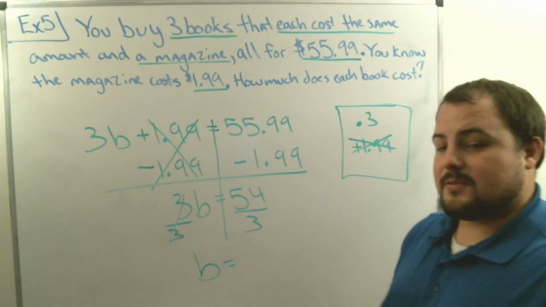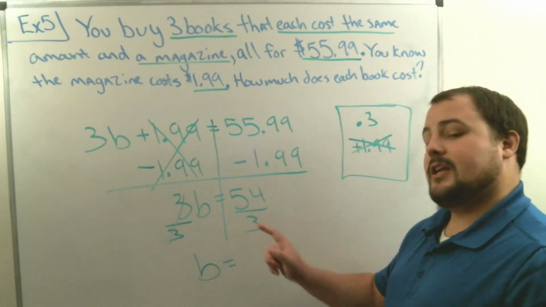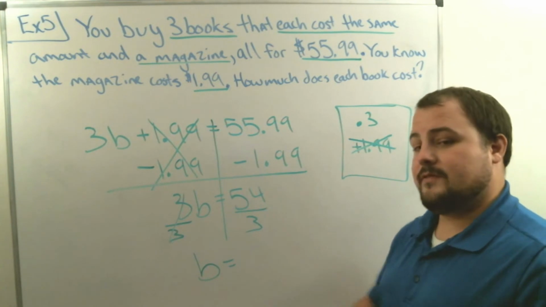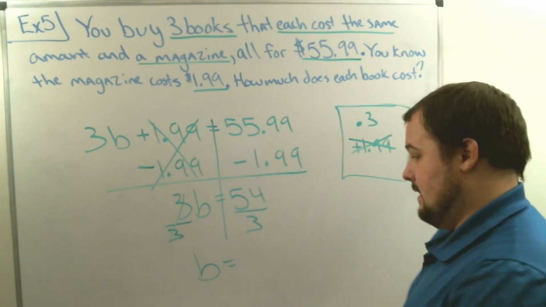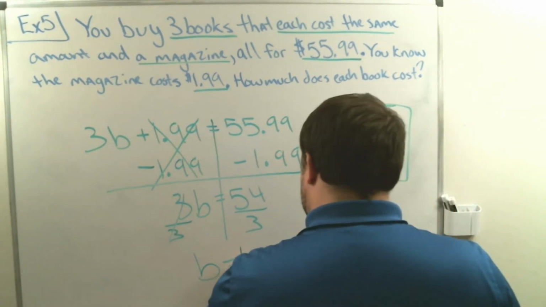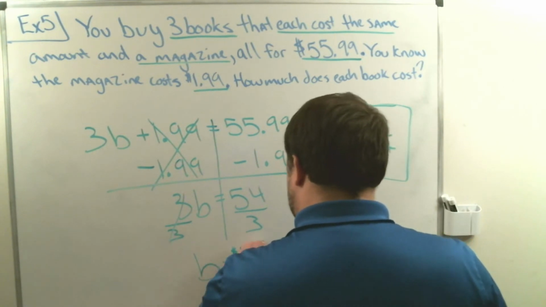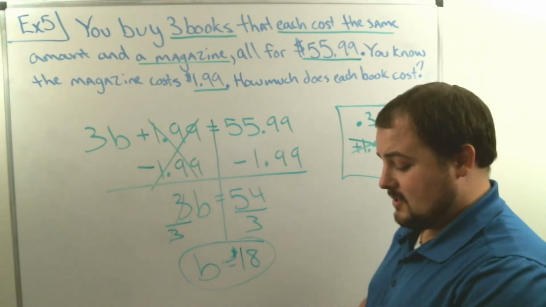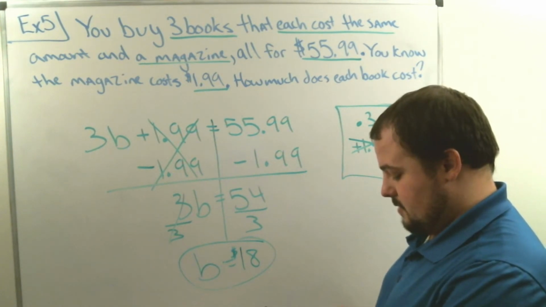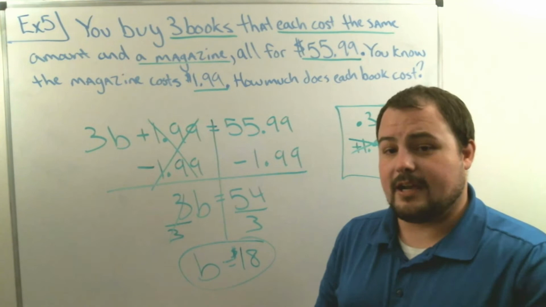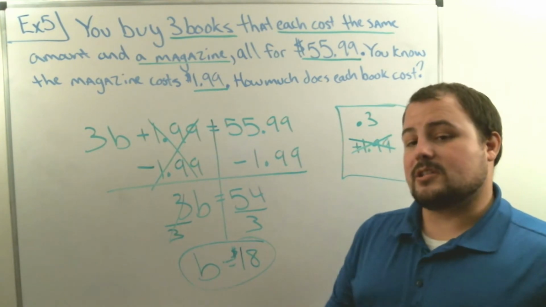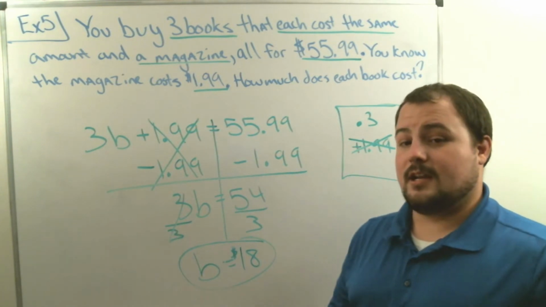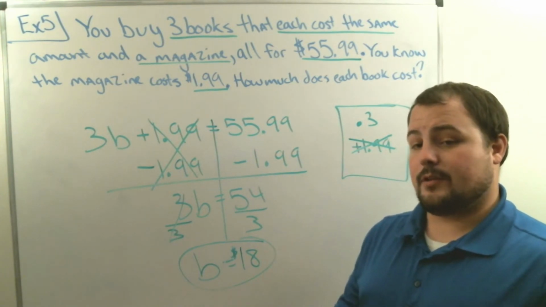Now I'm going to do this in my head. I can take 5 and divide 3 one time. 5 minus 3 is 2. So I'd have 24 left, and 24 divided by 3 is 8. So the books would cost $18 a piece. I'm going to go ahead and check in my calculator and make sure my math is good. So I'm going to type 54 divided by 3, and 18 is correct. So $18 is the price of the books. Each one would cost $18 if it was $55.99, and you only paid $1.99 for the magazines.